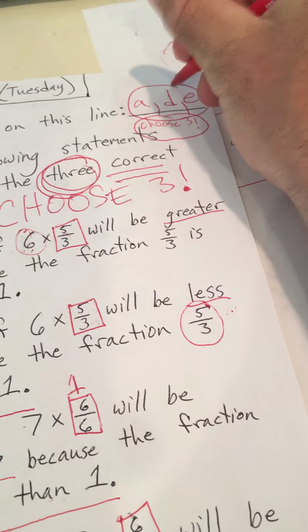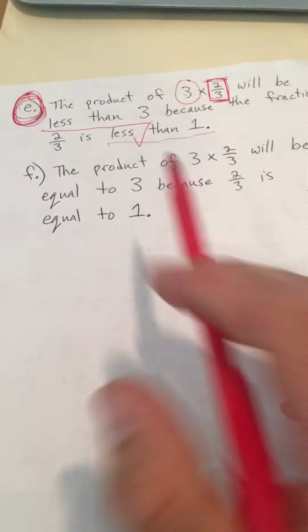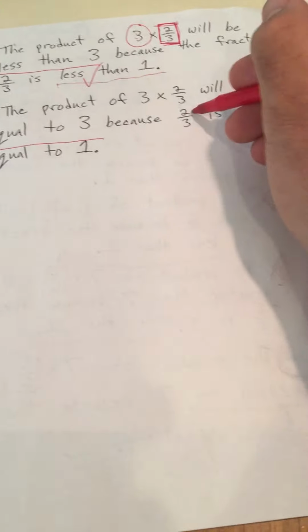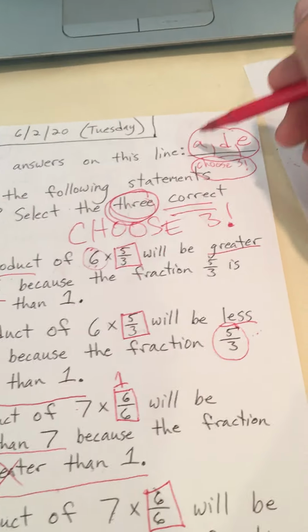Good job. So A, D, and E are the 3 correct answers, but I'm still going to check F just to make sure that I didn't mess something up. Okay, the product of 3 times 2/3 will be equal to 3 because 2/3 is equal to 1, and that's not true. 3/3 is equal to 1, so 2/3 is less than 1. So the product of 3 times less than 1 is going to be less than 3, not equal to 3. So that is not correct.